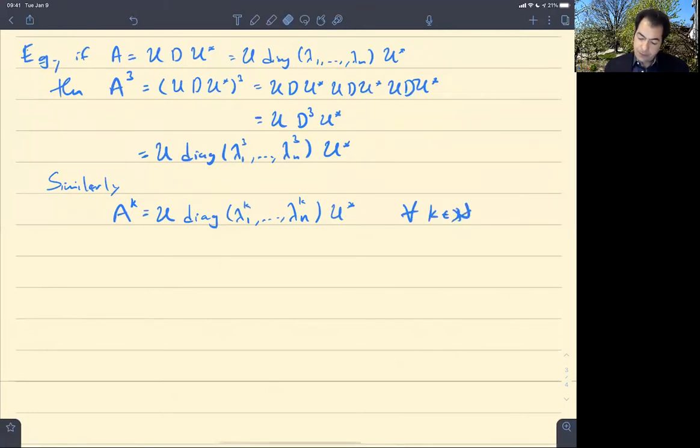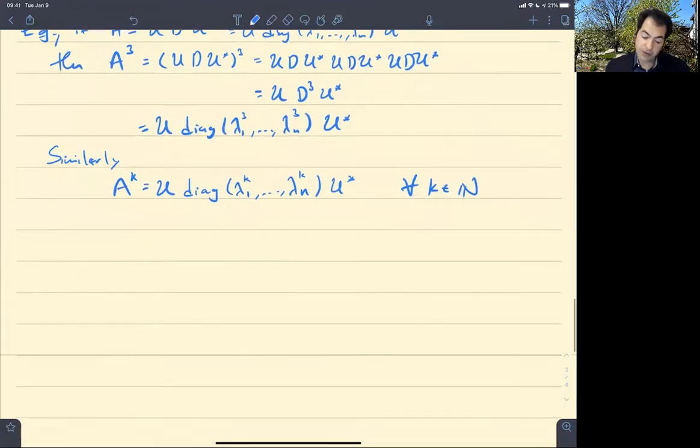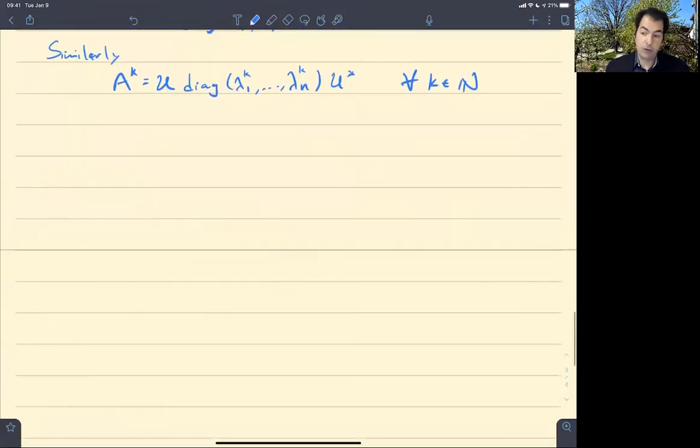As soon as you know U, D, and U star, then you can compute any power of A by computing that power of D, which is trivial, and then just multiplying on the left and right by U and U star. Okay, but then why stop at just the positive powers or the integer powers?